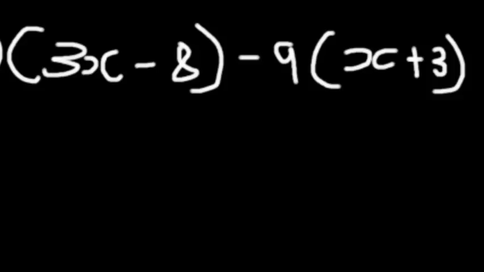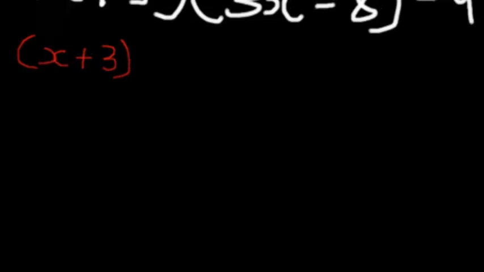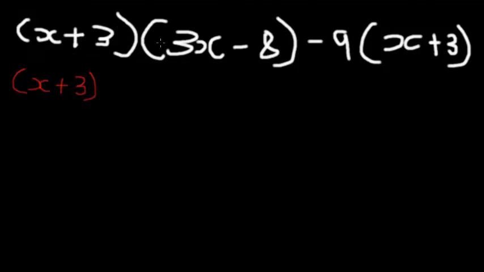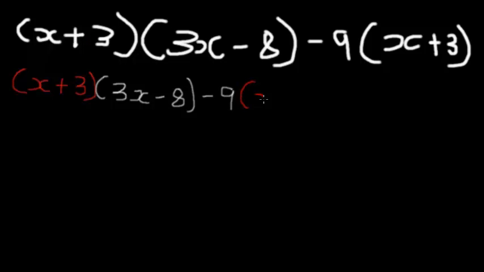To solve this, we first have to find out the groups that are very similar to each other. So let's find out a group using a different color. So one group would be x plus 3, right? And the rest would be 3x minus 8 minus 9, and then we turn it back to red because it's similar, it's equal to each other, x plus 3.